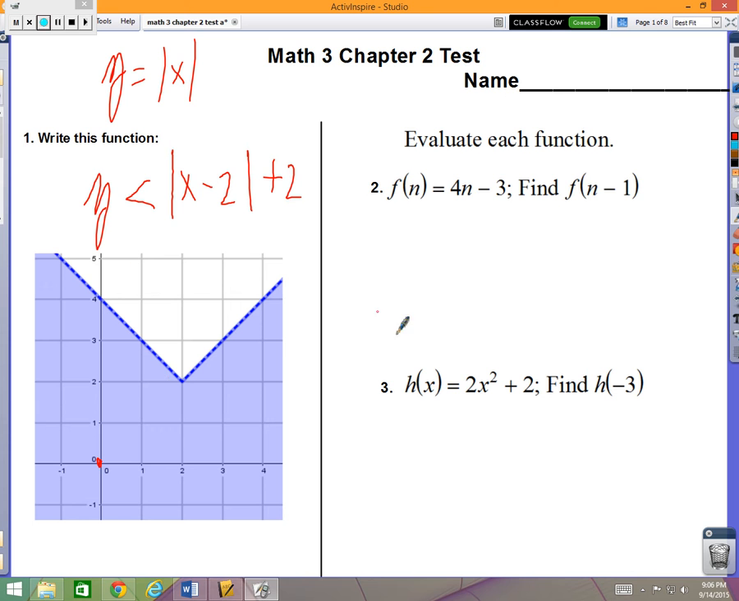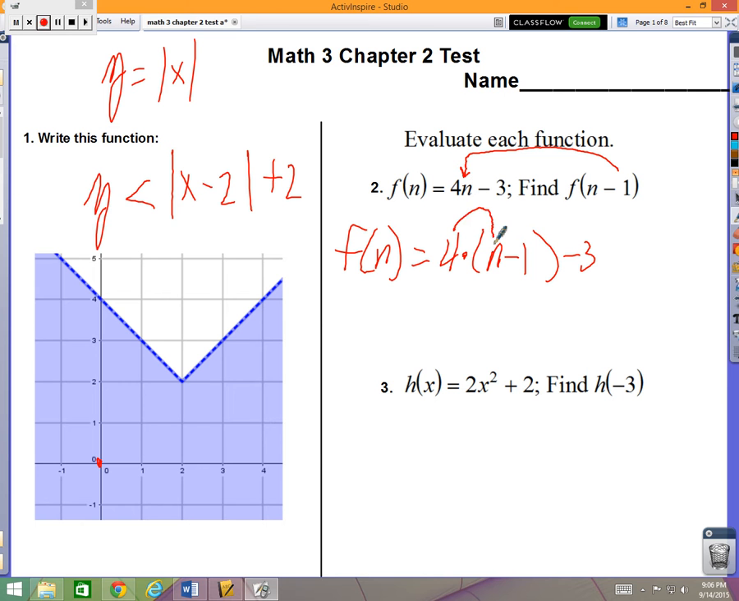Number 2, we need to substitute this in place of this. So your function is this: 4 multiplied by whatever n is, subtract 3. And in place of n, we're going to substitute these two things. We're going to substitute n minus 1. So now you need to multiply whatever you plugged in by 4.